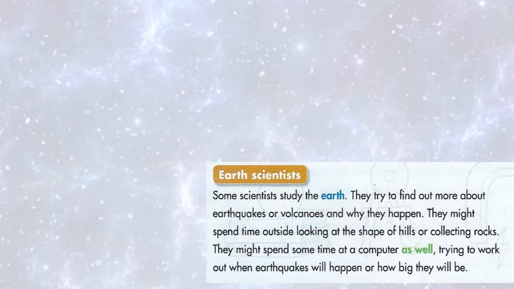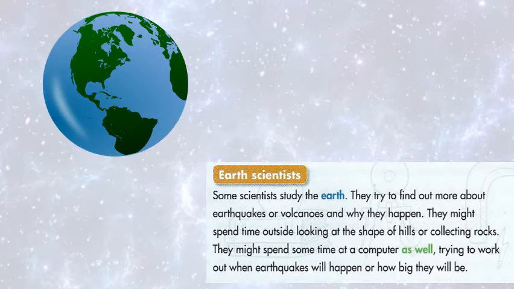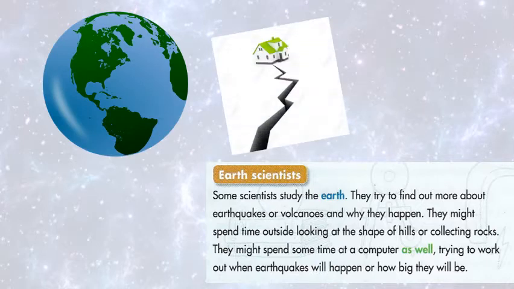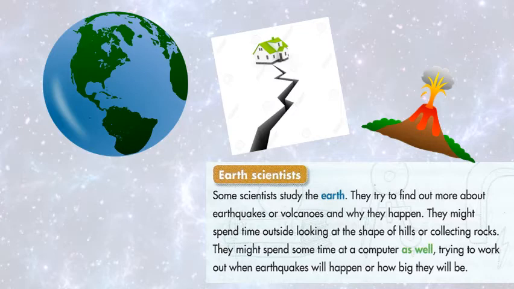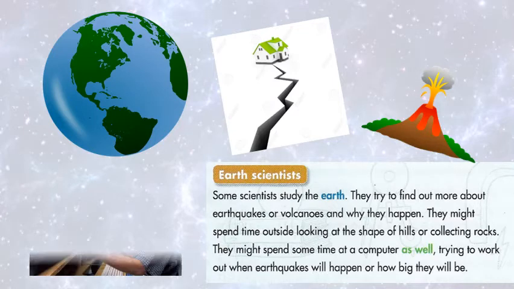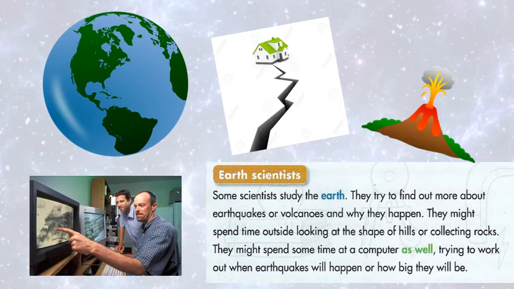Earth scientists. Some scientists study the earth. They try to find out more about earthquakes or volcanoes and why they happen. They might spend time outside looking at the shape of hills or collecting rocks. They might spend some time at a computer as well, trying to work out when earthquakes will happen or how big they will be.